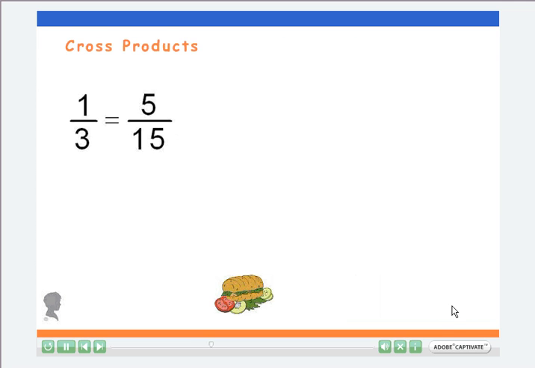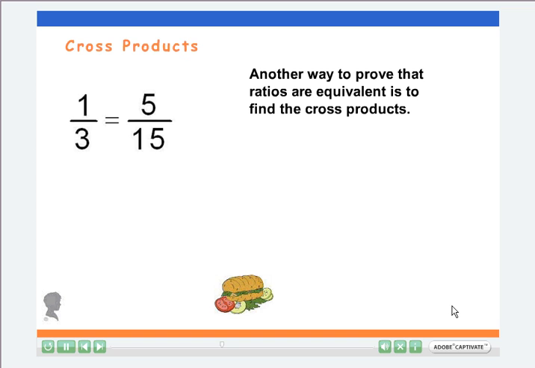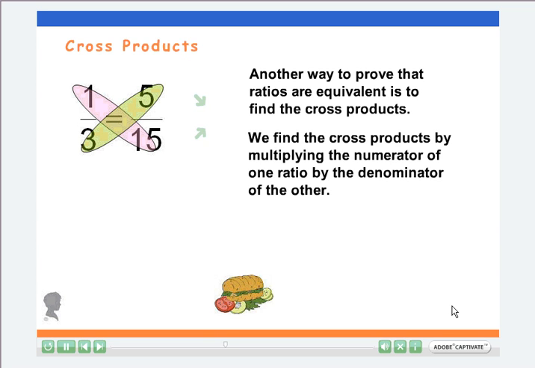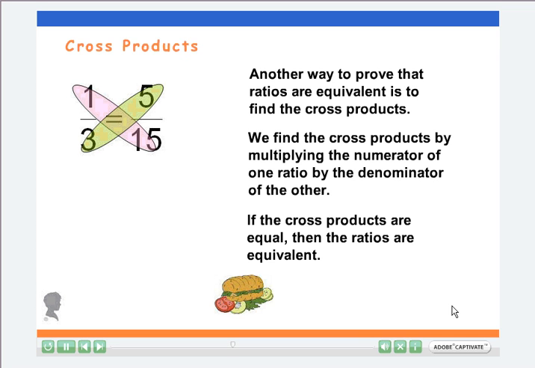We know that 1 to 3 and 5 to 15 are equivalent ratios. We multiply the numerator and denominator in 1 to 3 by a common factor to prove that fact. Another way to prove that these are equivalent ratios is to find the cross products. We find the cross products by multiplying the numerator of one ratio by the denominator of the other. If the cross products are equal, then the ratios are equivalent.